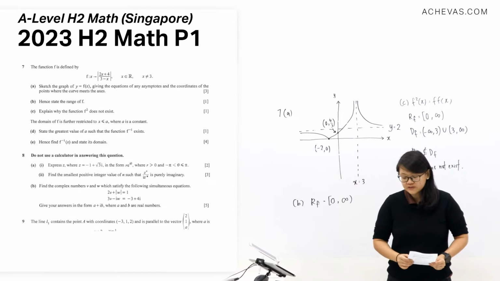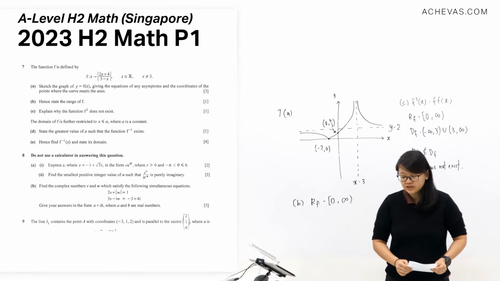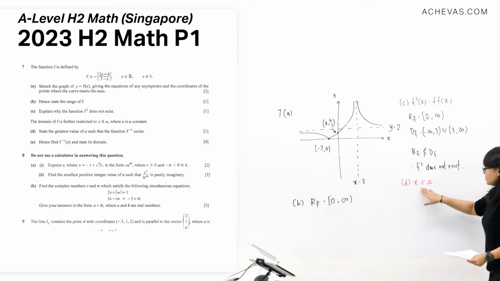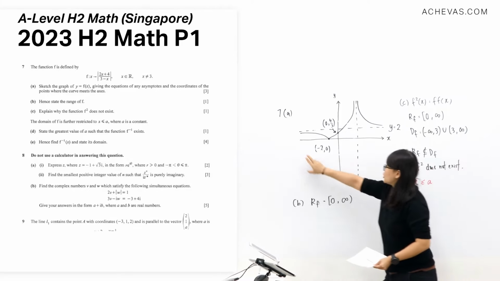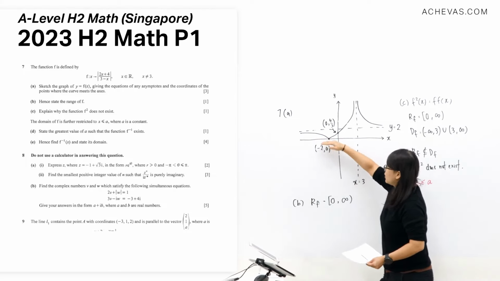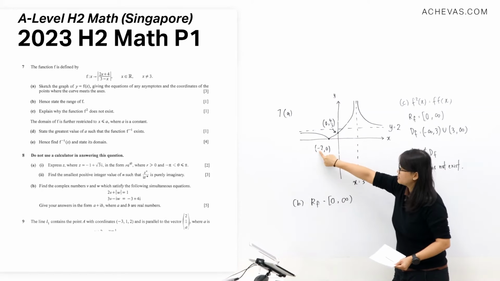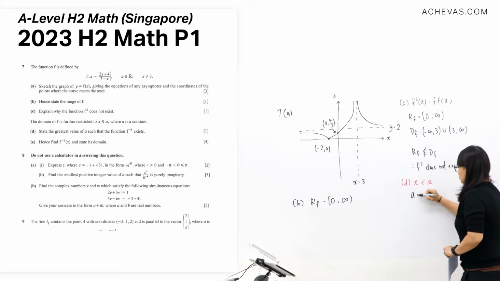Part D. The domain of f is further restricted to x is less than or equals to a, where a is a constant. State the greatest value of a such that the function f inverse exists. Now, I've written the value here, x is less than or equals to a, so let's check the graph over there. We need a 1, 1 function. So we can have this part of the graph right up to this point where you will pass the horizontal line test. So the value that I have for a will be this number here. So a must be equals to -2.